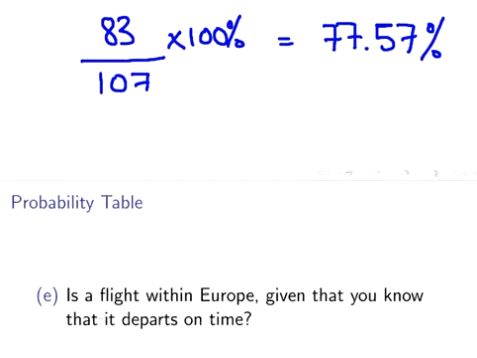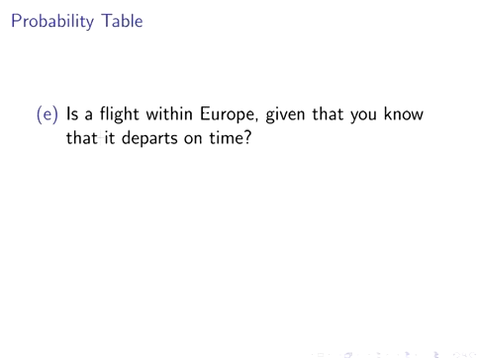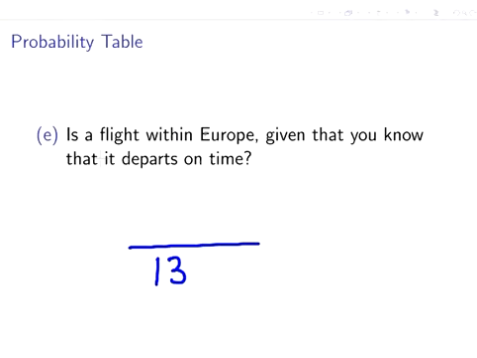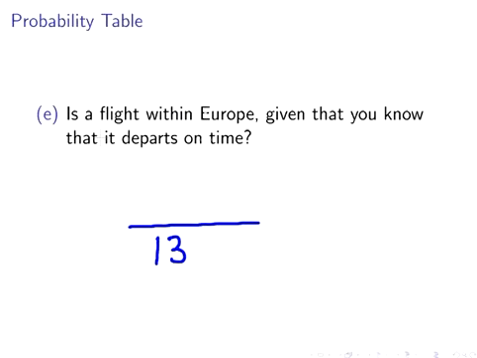So let's look at the last question now. Given that it departs on time, what is the probability that it is a flight within Europe? So 134 flights will depart on time, and of those 134 flights, 83 will be to within Europe. So the answer is 83 out of the 134 flights. We'll express that as a percentage, and the answer is 61.94%.